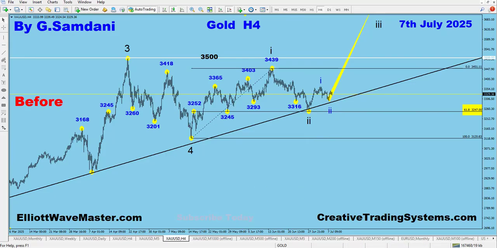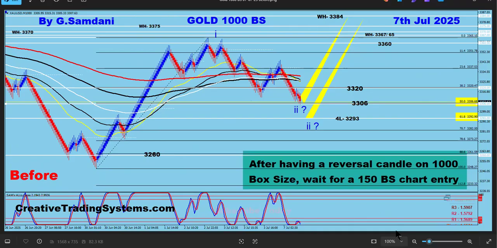So my 1,000 box size chart, I made like this one. This is showing what is really happening inside. This rise was like wave one and two, and I was expecting that somewhere here is good. The TL was coming from here. So either 50%, which was already touching it, or maybe 61%, and then it will go to the upside. That's exactly what happened.